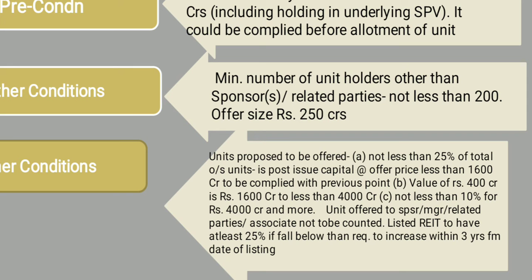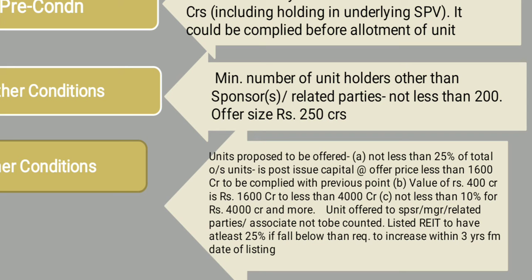Secondly, if the offer size is more than 1600 crore but less than 4000 crore, then a minimum value of at least rupees 400 crore is to be offered to the public through the initial offer. Then it is 10% if the initial offer is more than 4000 crore. This valuation is done based on the offer price, and the units offered to the sponsor, manager and related parties or associates of these parties of REIT are not counted while calculating the value of the offer.